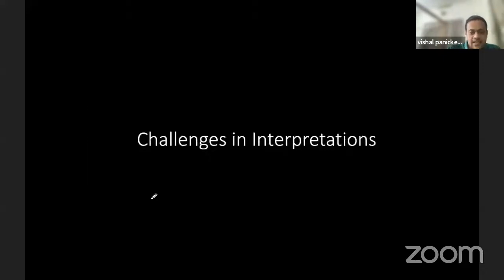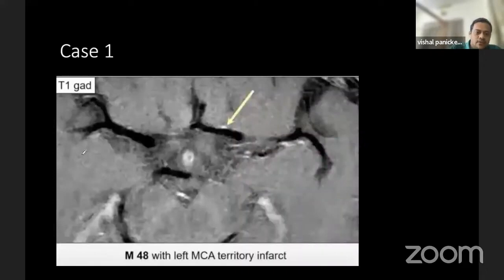What are the challenges in interpretation of vessel wall imaging? Is it straightforward? This is a case of a male with a left MCA territory infarct who underwent vessel wall imaging. This is a T1 contrast image, which shows a uniform small enhancement along the superior wall. Is it an atheroma? Is it a dissection?